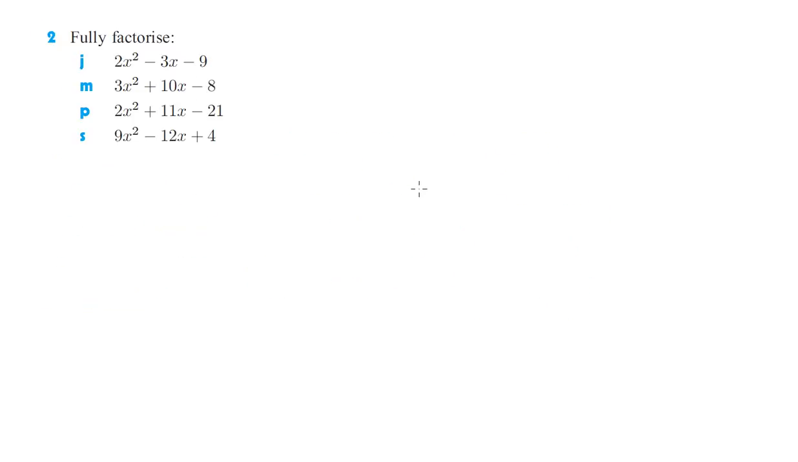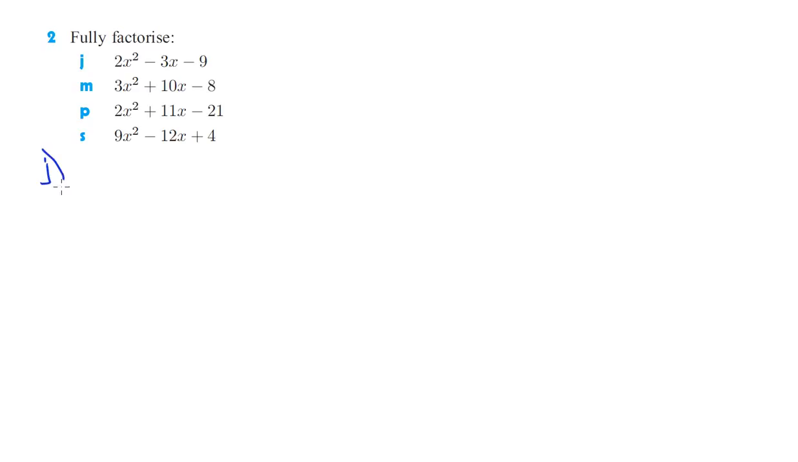All right, let's take a look at the next one. Number 2. Looking for something that they all have common factors of, which they don't. So it's just back to what we were doing before. So this is good practice. This will get us a lot to work on.